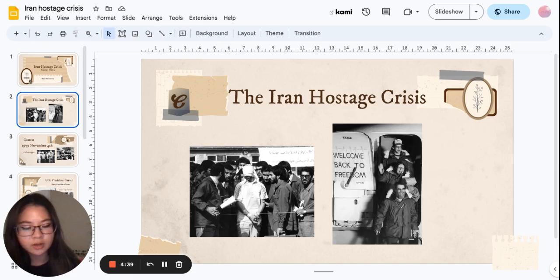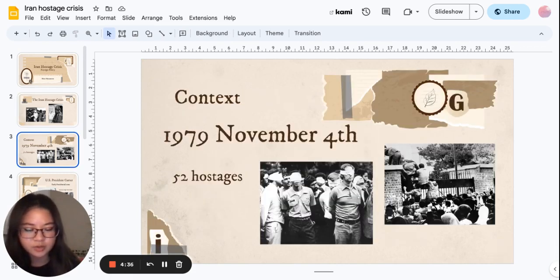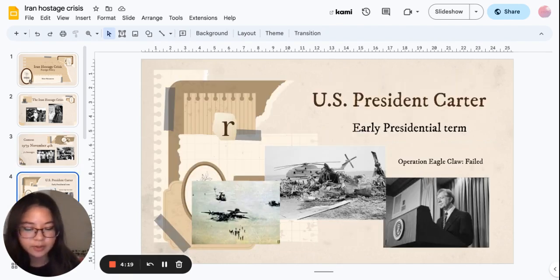More background context: American hostages were taken captive on November 4th, 1979. In total, 52 Americans were captured. While they were held captive, they were kept in small groups and were not allowed access to the outside world at all.